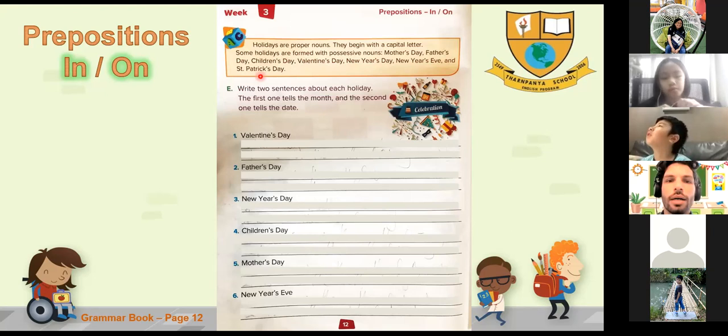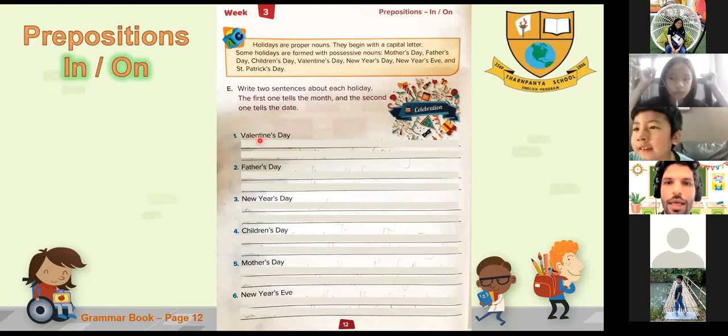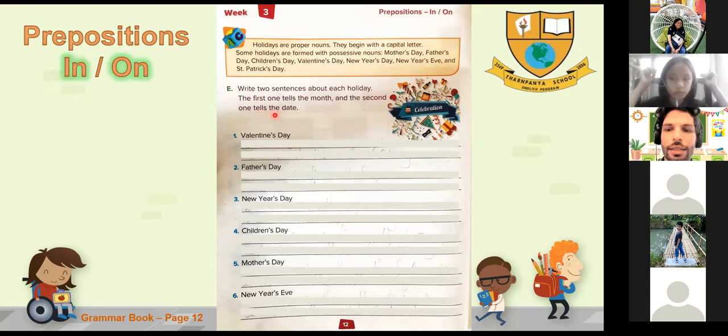So what we are going to do now is to write 2 sentences in each line. The first one tells the month in which this holiday happens, and the second one tells the date. Okay, so here we have the name of a holiday. The first one is Valentine's Day. For the first sentence, we need to tell the month, and on the second sentence, we need to tell the date. I will help you because probably you don't know. And to be honest, I didn't remember every single holiday date. So I'm going to tell you when this holiday happens, and we're going to try to build the sentence together. Remember, for the first one, we need to tell the month. And for the second one, we need to tell the date.